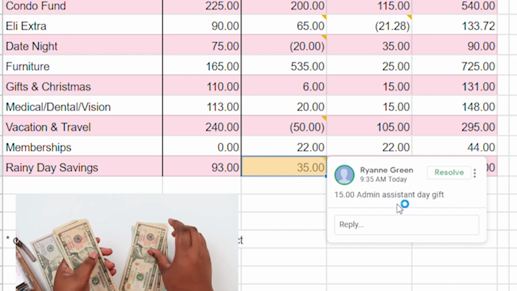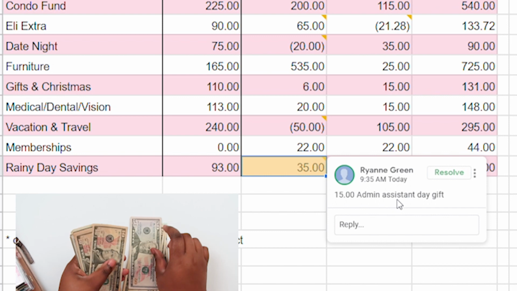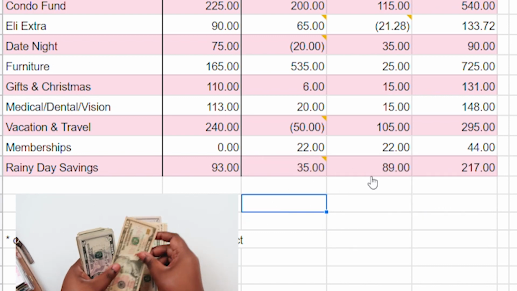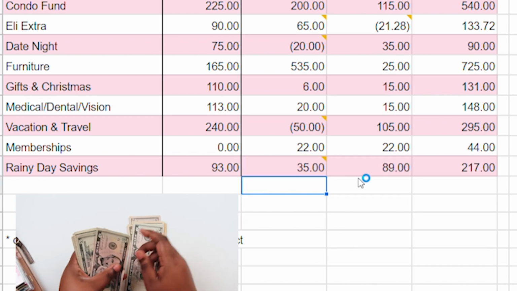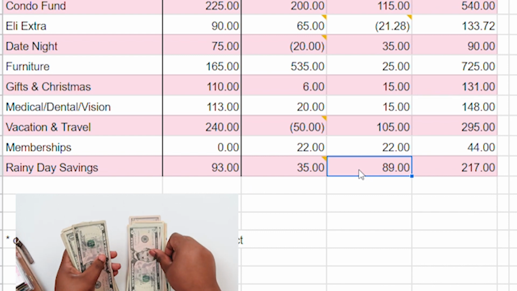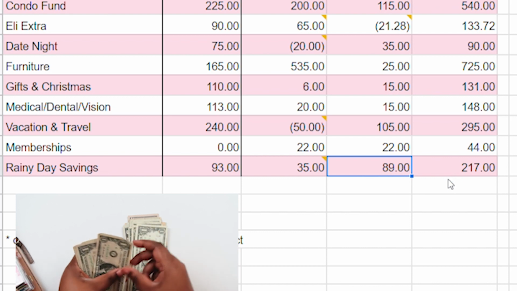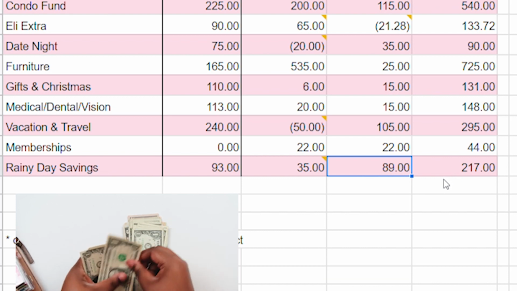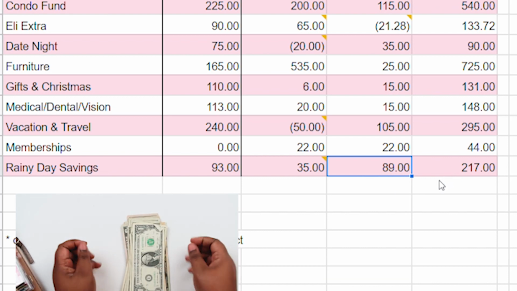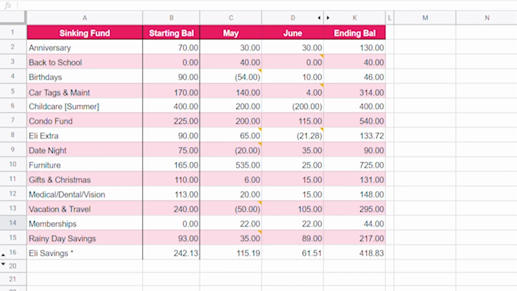We went in as a group and purchased stuff at work for administrative assistants day. So my cut was $15. And then in June, we didn't have anything going out, but we did contribute a total of $89. So our total balance in rainy day is $217. That was it for my actual cash, my physical cash envelopes, right?